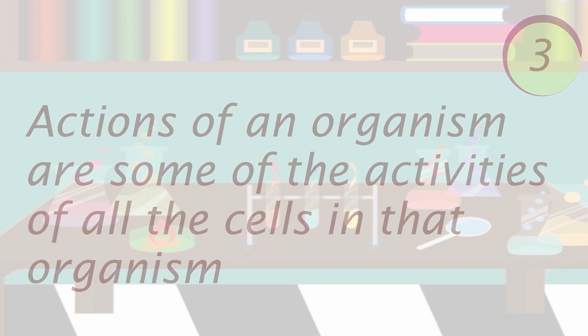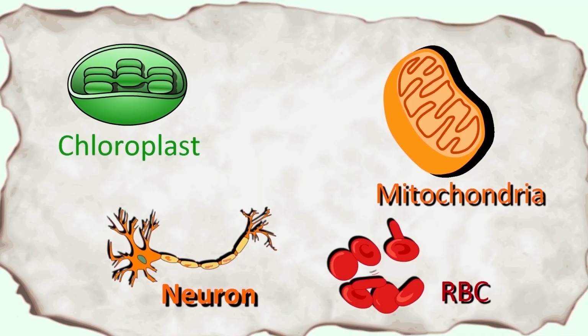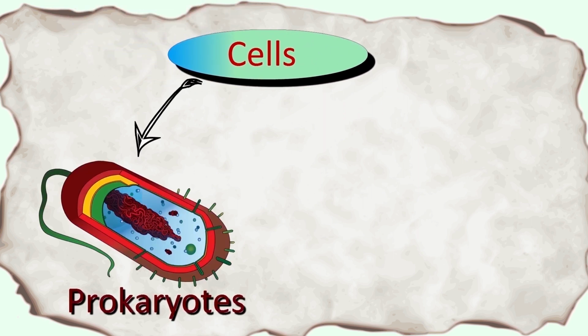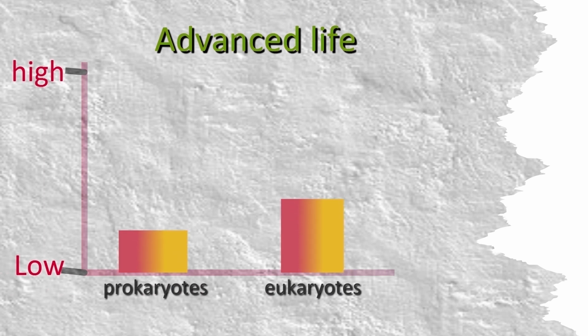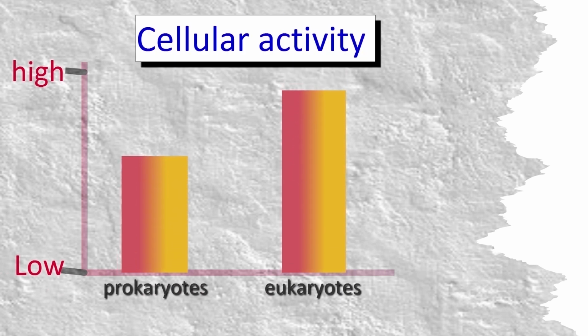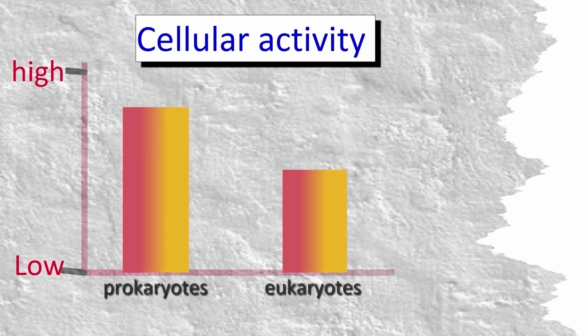Okay, now let's get into the main stuff. All cells may be the fundamental unit of life, but not all cells are similar. Based on their nature, they are classified into prokaryotic and eukaryotic cells. On an evolutionary level, eukaryotes are the most advanced. But if we have a race on cellular activity, prokaryotes would beat eukaryotes by a mile.